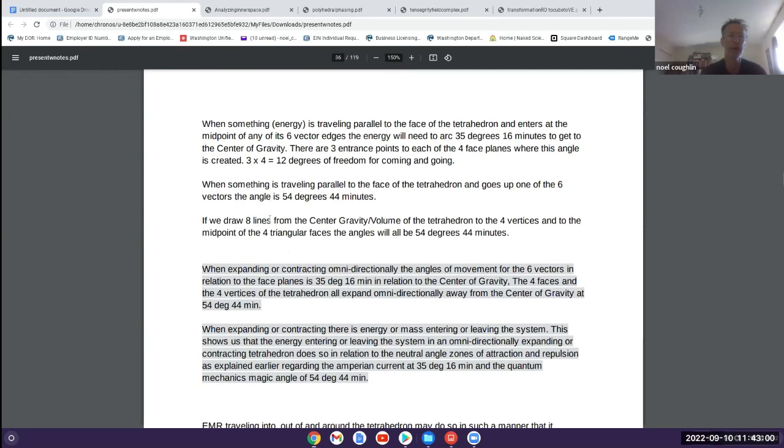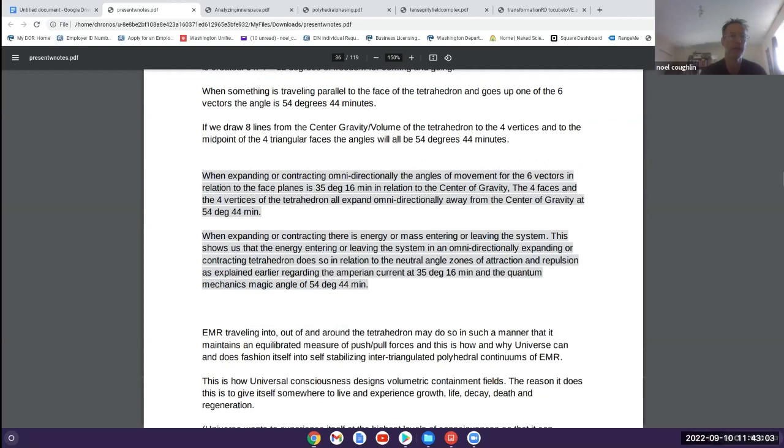When something is traveling parallel to the face plane, okay, I already did that. Okay, so this is what's cool, you guys. If we draw 8 lines from the center of gravity volume of the tetrahedron towards its 4 vertexes, as well as to the 4 central points of its faces, the angles are 54 degrees, 44 minutes. When expanding or contracting omnidirectionally, the angles of movement for the 6 vectors in relation to the face planes is 35 degrees, 16 minutes in relation to the center of gravity. The 4 faces and the 4 vertices of the tetrahedron all expand omnidirectionally away from the center of gravity at 54 degrees, 44 minutes.